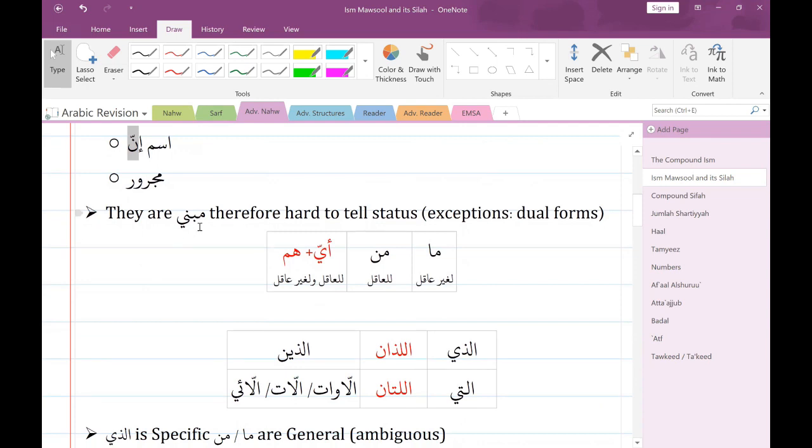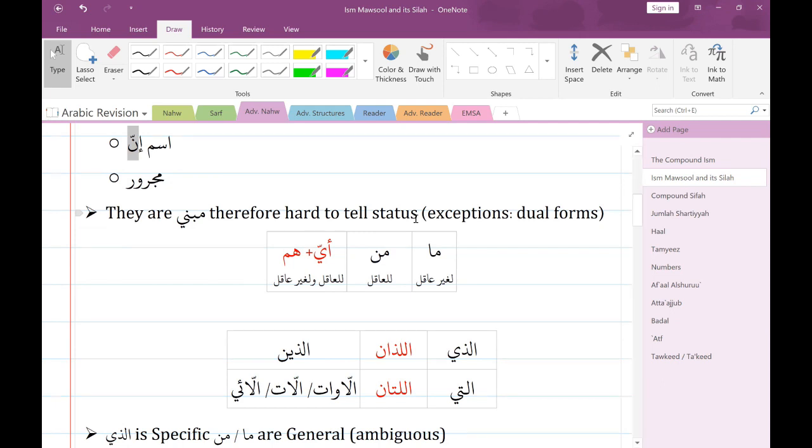They are mabni. When we say they are mabni, we mean they are non-flexible. So it's hard to tell the status. Is it rafa? Is it nasab? Is it jar? You can't tell unless you understand the i'rab of the sentence. So you have to ask yourself, what role is it playing? If it's the doer, then of course it has to be rafa. If it's a maf'ul bihi, then of course it has to be nasab. If it's the victim of a jar, of maybe ba or ta or kaf or one of those letters, then of course it has to be fi mahalli jar.